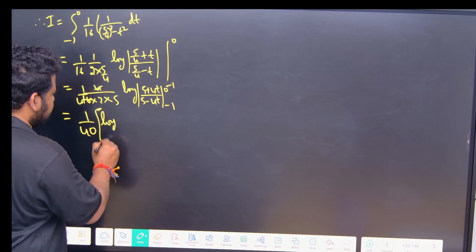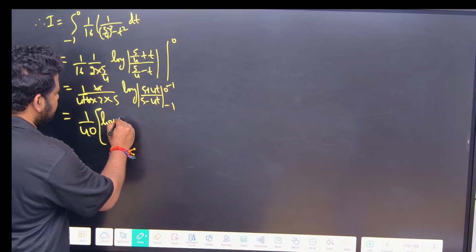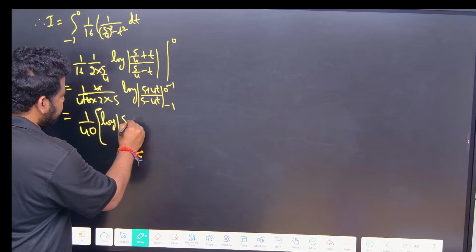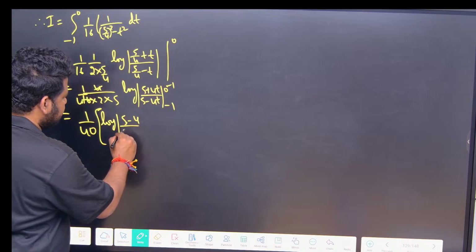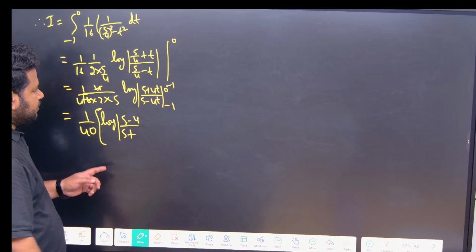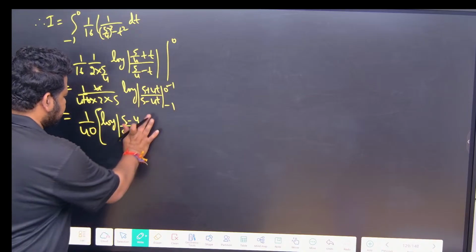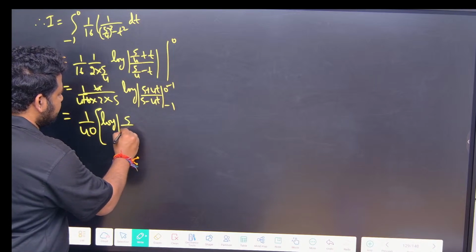We have to apply the limits, that is minus 1. Minus 1 if I apply, this will be equal to log of 5 minus 4 divided by 5 plus 4, that is log of 5 minus 4 divided by log of 5 plus 4. Okay, so this is what? First is the upper limit, correct? Upper limit is 0. So this will be log of 5 by 5.